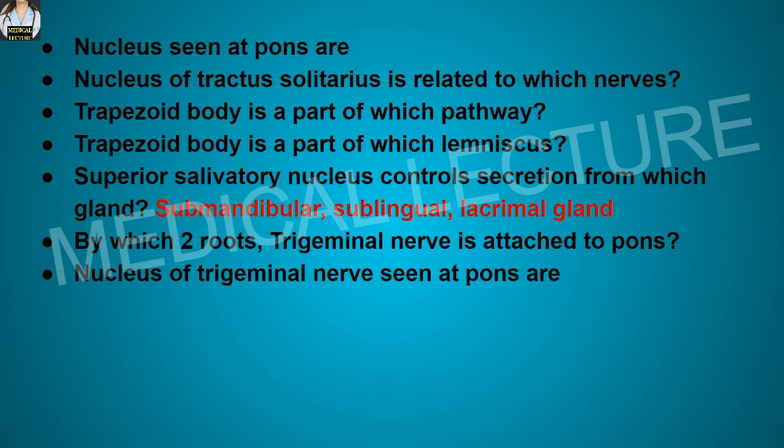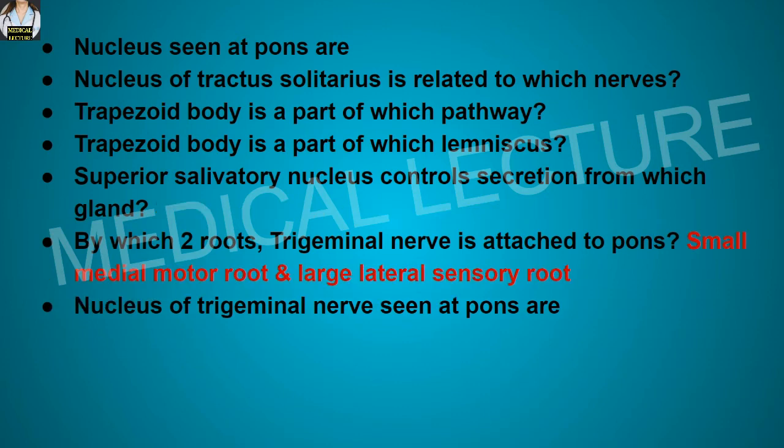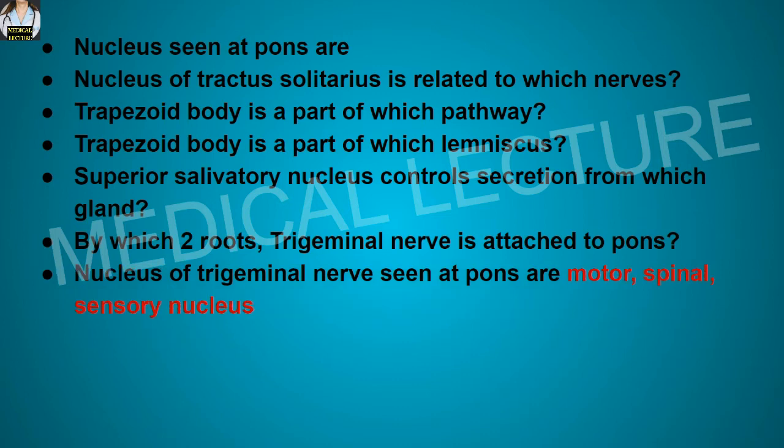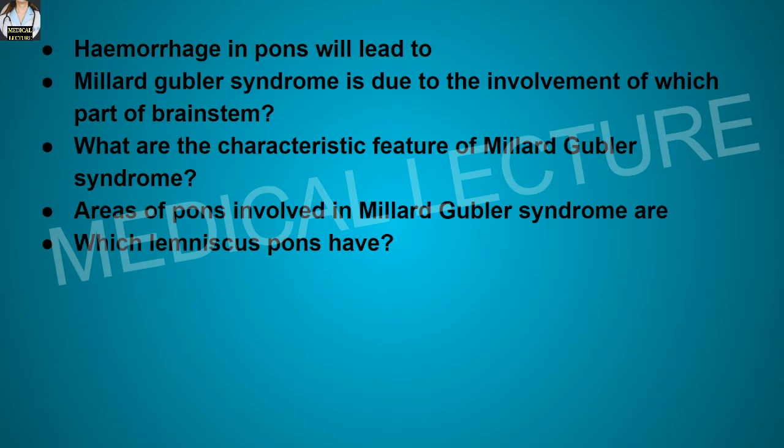By which two roots is the trigeminal nerve attached to the pons? By the small medial motor root and the large lateral sensory root. Which nuclei of the trigeminal nerve are seen at the pons? So they are motor, spinal and the sensory nucleus. Hemorrhage in the pons will lead to internal squint.